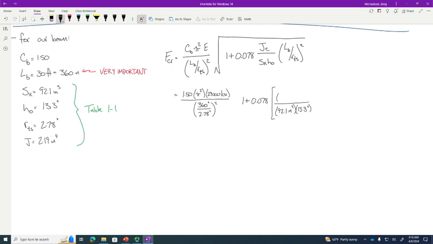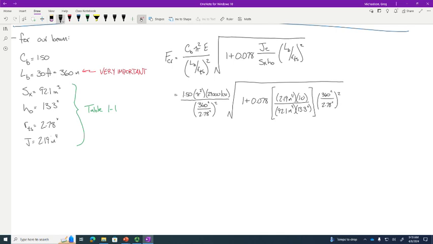And Cb is 1. Don't forget to square your slenderness values. Okay, so that is our expression here. Again, unfortunately, there's really no shortcut to it. We just have to muscle our way through it.